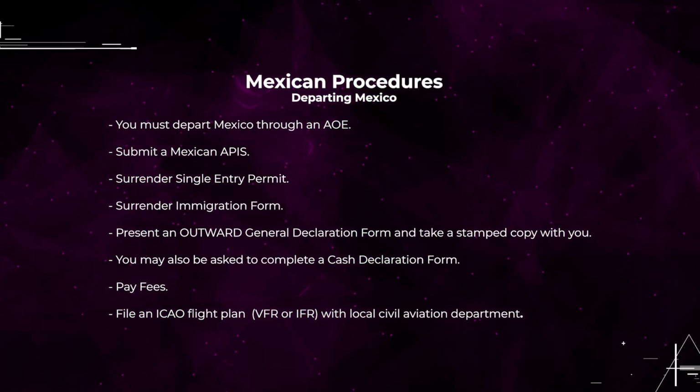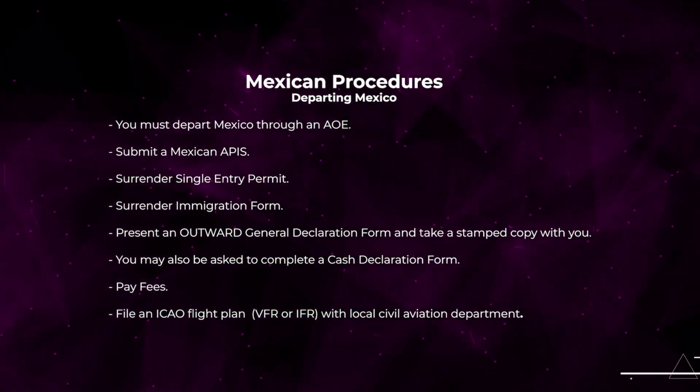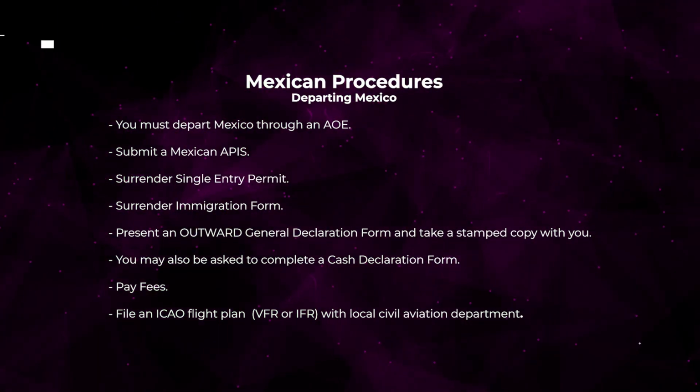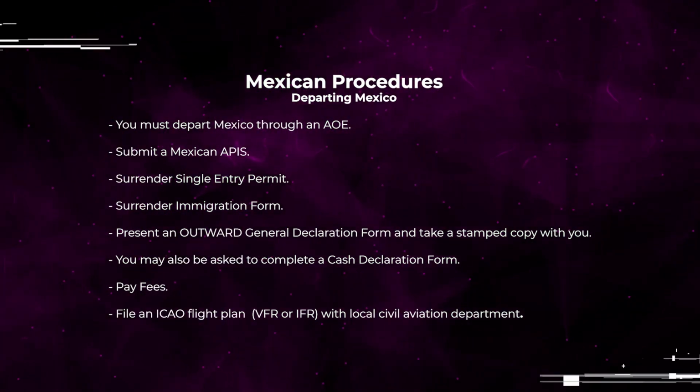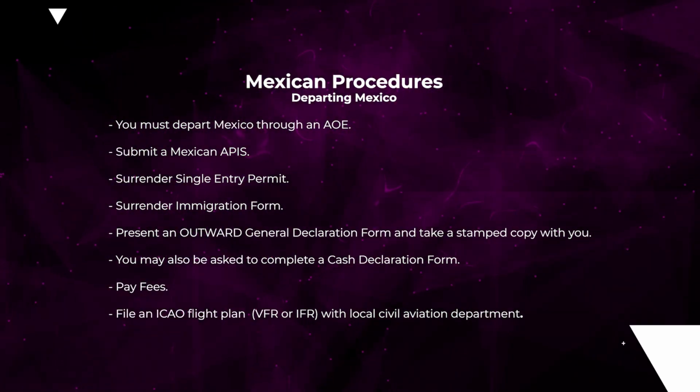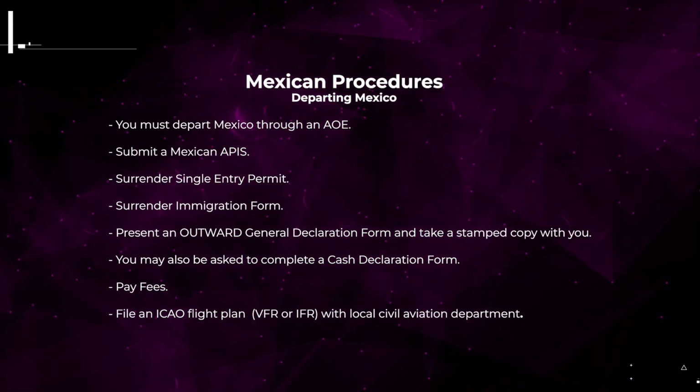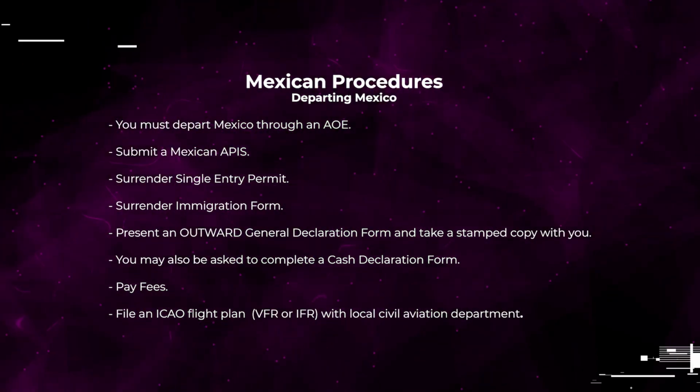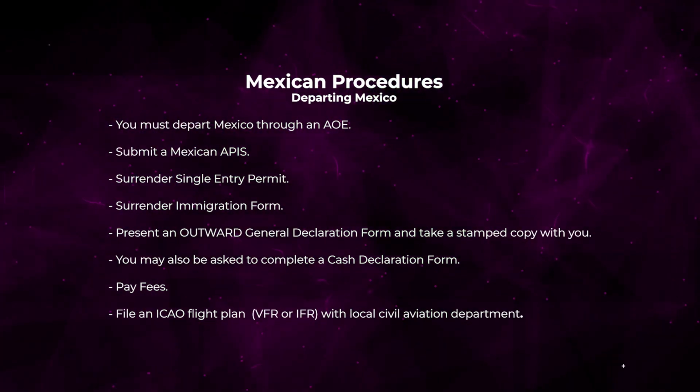If you have a multiple entry permit, don't lose it. File it away along with the receipt that came with it for payment. You must return your immigration form if you were given one when you entered the country. And you may be asked to complete a general declaration form.